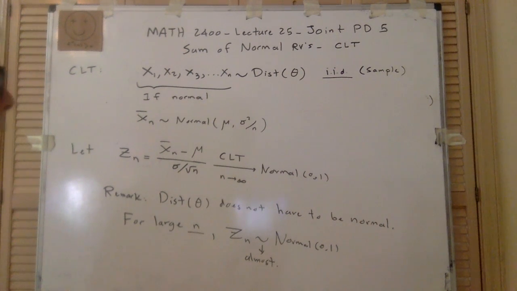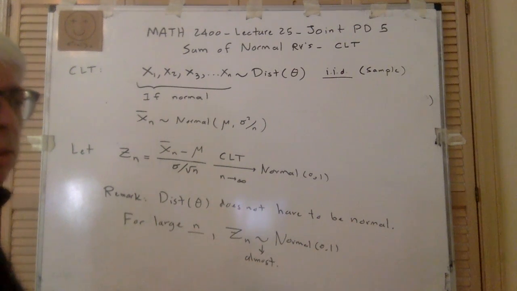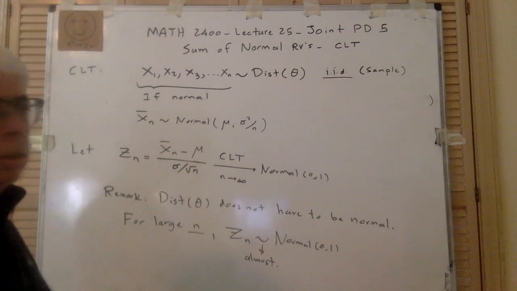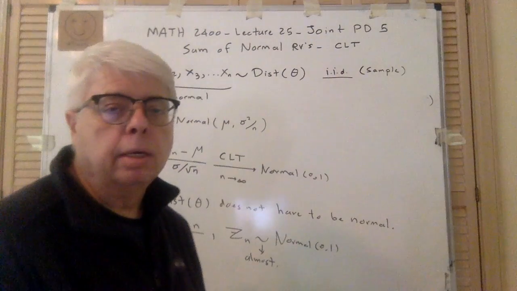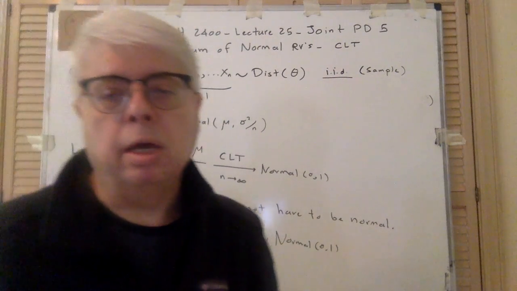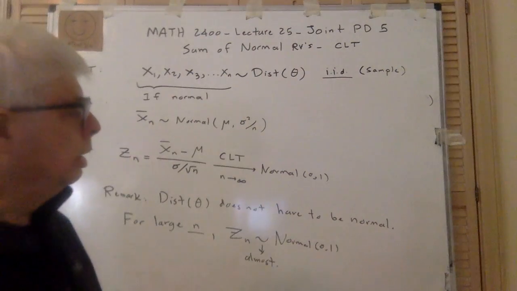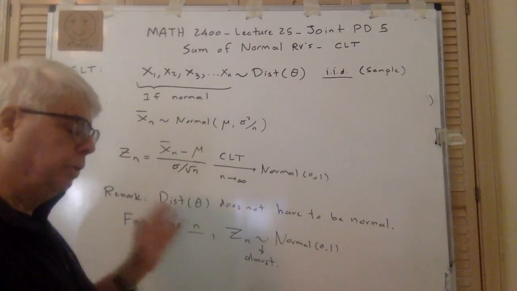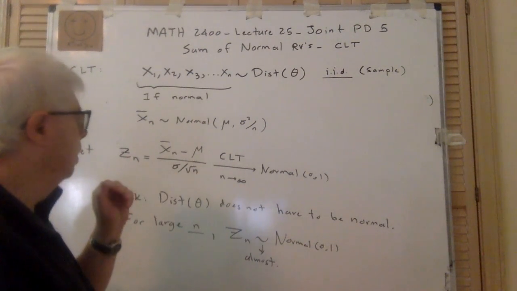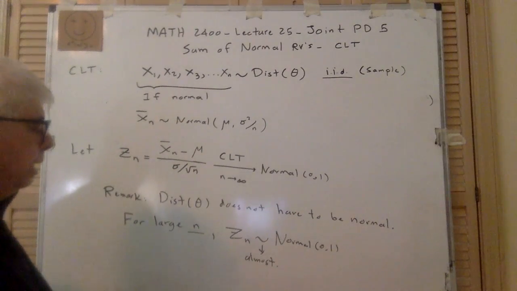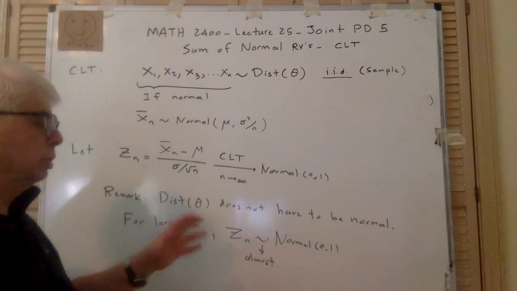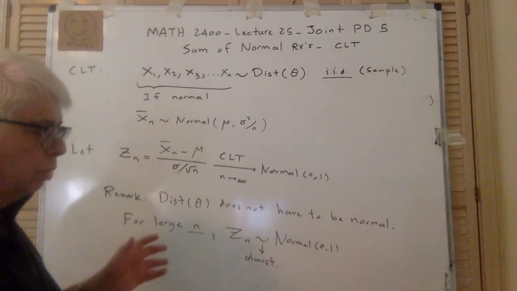It's amazing that as we change the number of agents and set it higher, if the number of agents that are taking samples gets large enough, then this Zn approaches or is almost normal. It's almost normal.